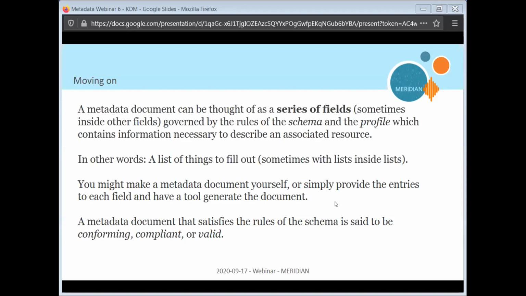And a metadata document that satisfies the rules of the schema or the profile that it's meant to be following is said to be conforming, compliant, or valid. You'll see all three of those words thrown around. So I really hope if you ever feel stuck, especially later on, or confused when we're working with metadata, that it's really just a series of fields, a list of questions with answers that we fill out.